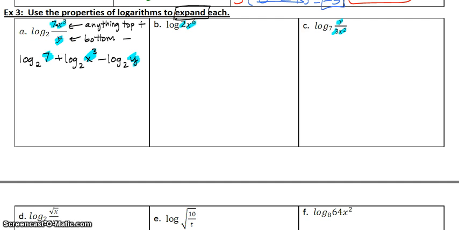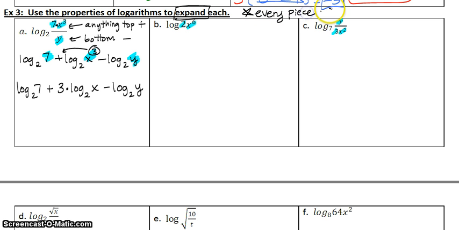Alright, last but not least, to fully have something expanded, I don't want an exponent, so I'm going to move that exponent to the front of the log for this middle statement. All the other ones stay the same, and then I'm done. So you might want to make a note to yourself. This is very unofficial, but every piece gets its own log. Also, we don't want any exponents when I'm expanding.